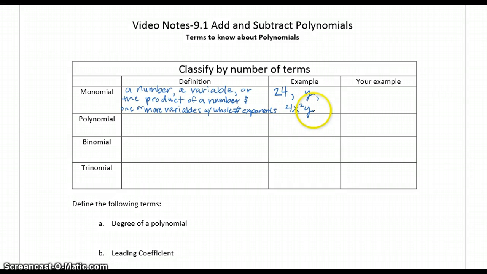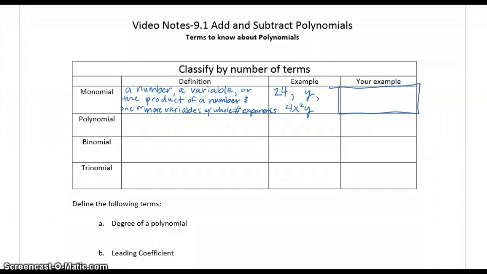Here we have x and y, and x has a positive whole number exponent of 2. Whole numbers mean positive numbers. They cannot be negative, they can't be fractions, and they can't be decimals. So go ahead and write your own example here in this next box of a monomial.